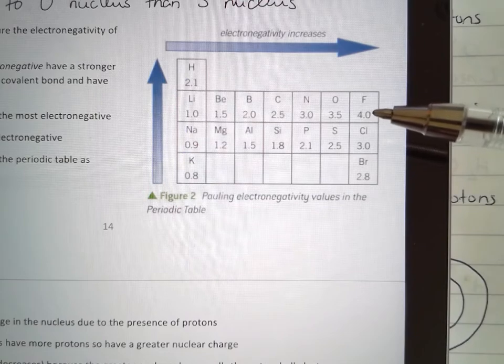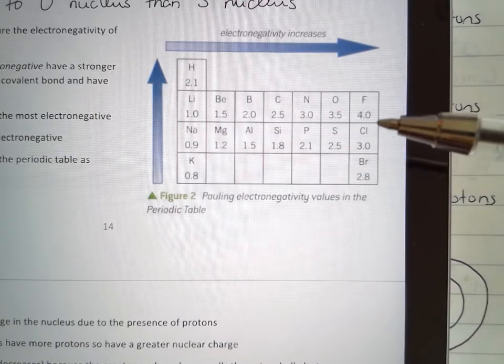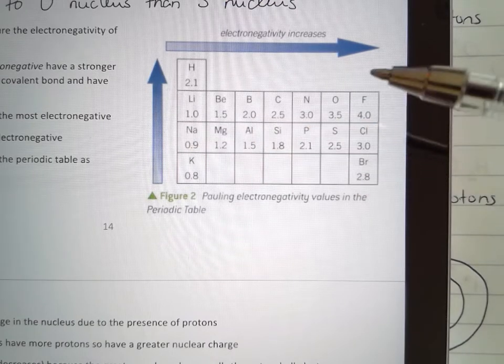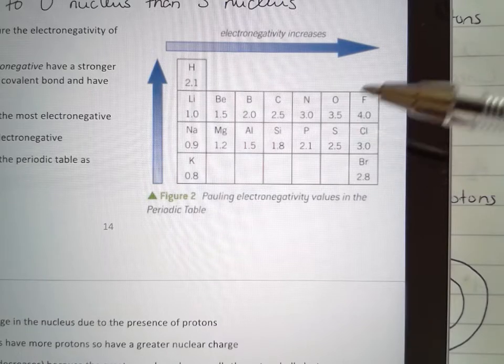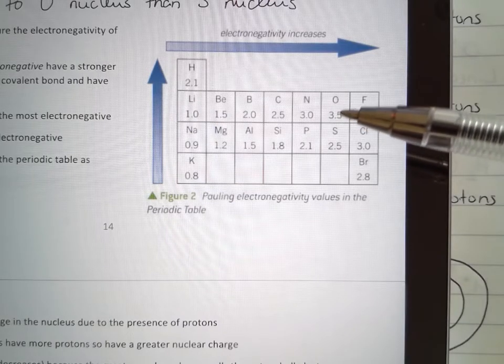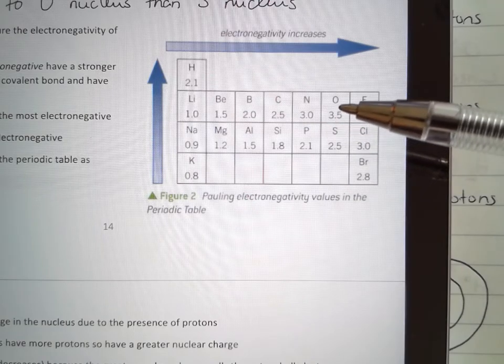The reason that fluorine has got such a high value is because it's in period 2, so it's small and its bonding electrons are close to the nucleus. And of the period 2 elements, fluorine has the highest nuclear charge. It's got the most protons of the period 2 elements. So fluorine is your most electronegative element. You can see that oxygen also has a high value of 3.5 for, again, the same reason. It's got 8 protons and it's in period 2.